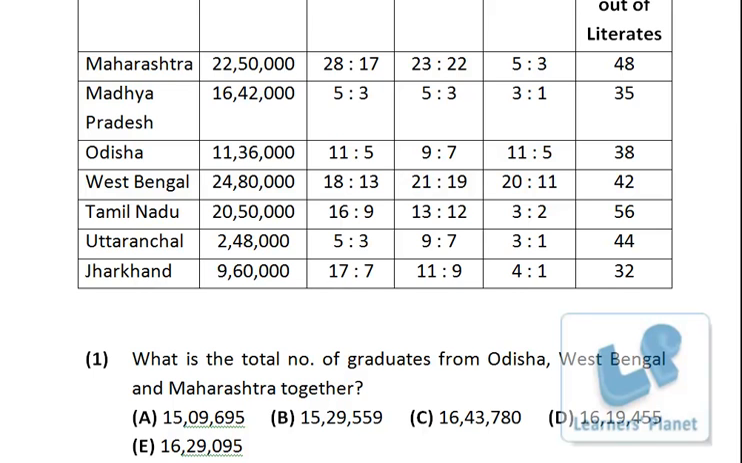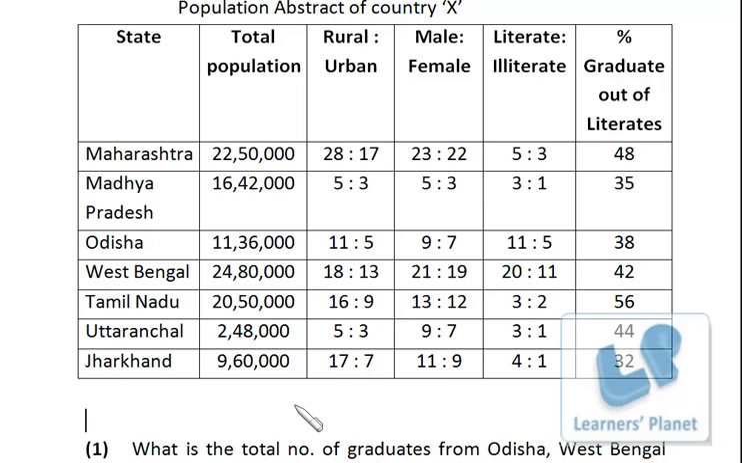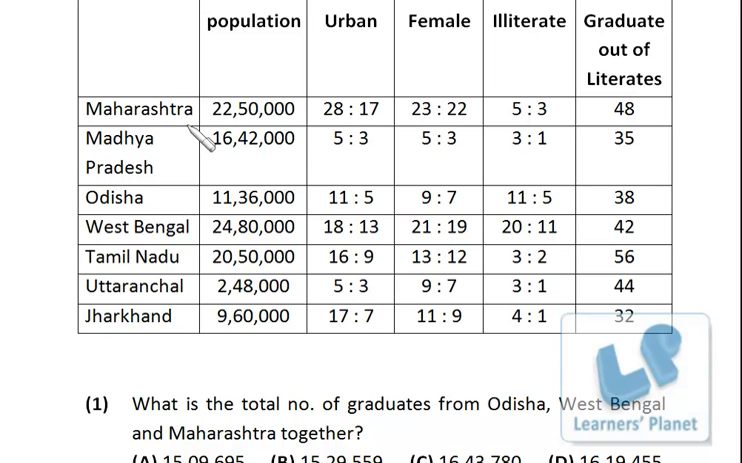Now let's see this question. What is the total number of graduates from Odisha, West Bengal and Maharashtra together? Okay, so graduates are actually a percentage of literates, right? So first of all, from Maharashtra, Odisha and West Bengal, again I'm dropping the 3 zeros. So from Maharashtra it is 2250 into literates are 5 by 8, and out of these 48% are graduates, right? I am dropping 3 zeros from the numerator and dropping 2 zeros from the denominator. I'll take it outside the bracket.